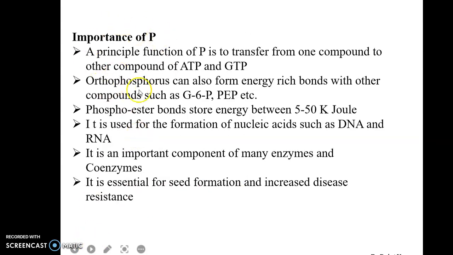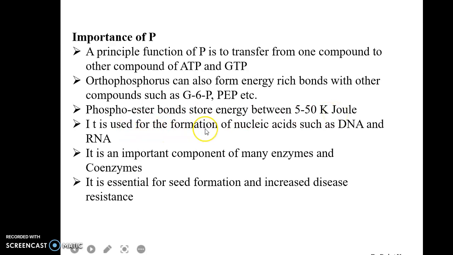If we talk about the importance of phosphorus, its principal function is to transfer phosphate from one compound to another compound, such as ATP and GTP. Orthophosphate can also form energy-rich bonds with other compounds such as G6P, PEP, etc. These phosphoester bonds store a large amount of energy, between 5 to 50 kilojoules.